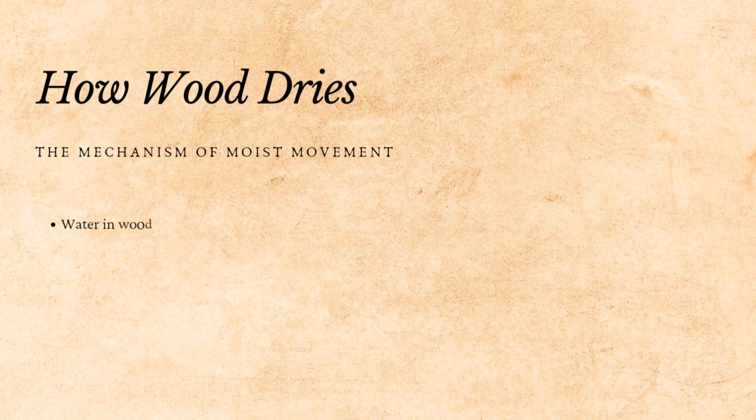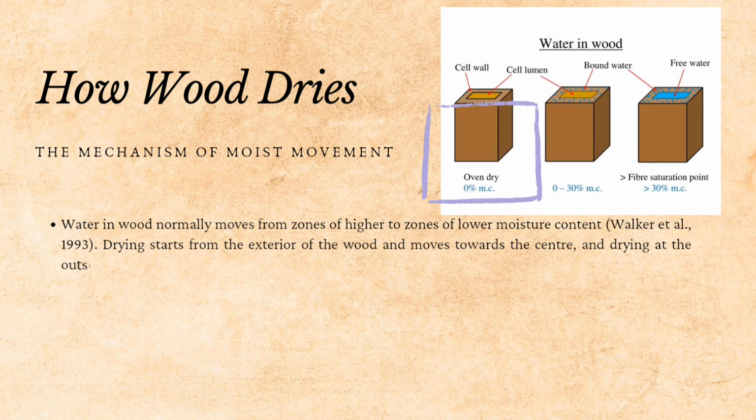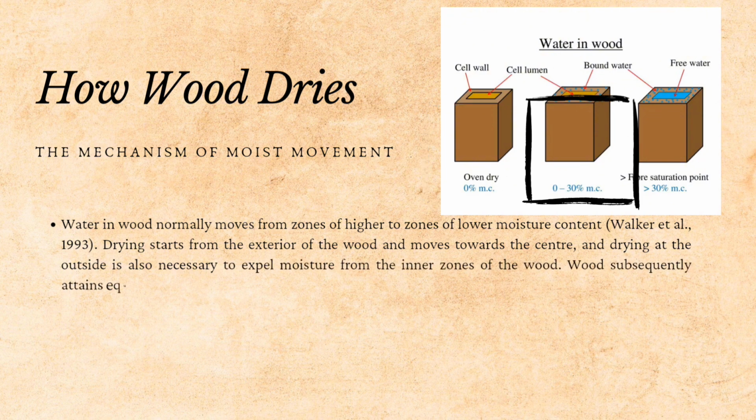How wood dries. The mechanism of moisture movement. Water in wood normally moves from zones of higher to zones of lower moisture content (Walker et al., 1993). Drying starts from the exterior of the wood and moves towards the center. And drying at the outside is also necessary to expel moisture from the inner zones of the wood. Wood subsequently attains equilibrium with the surrounding air in moisture content.